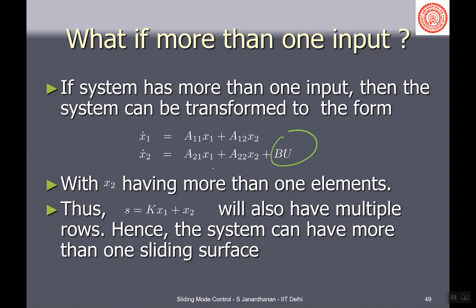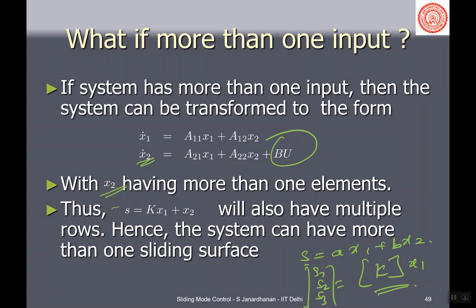That is, the dimension of u is greater than 1, which would mean that this x2 has more than one element, and instead of s equal to something like ax1 plus bx2, you will have multiple components in S, and this K is a matrix rather than a one row vector.